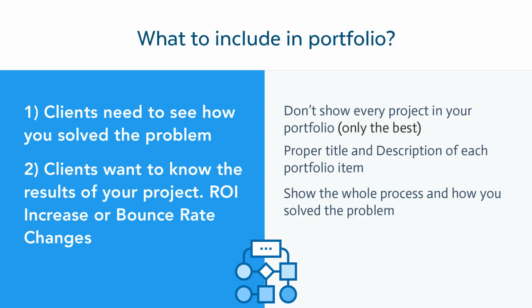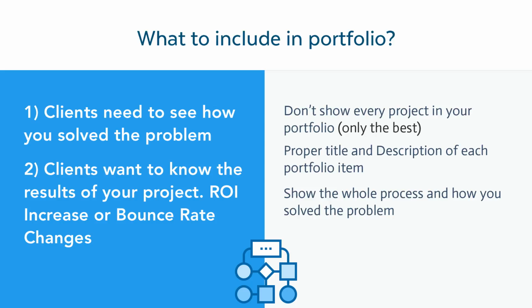Second thing is that always give a proper title and description for each portfolio item. I'm also going to show you some of the best portfolios and their images, which I have taken from some of the best portfolios. So always include a title and description of each portfolio item. Also, it's best if you can show the whole process of your coding or solving that problem, okay? Clients are mostly inclined to learn the process and the results. What were the results? When you designed this, did it increase the conversion rate? Okay, so these are the things you need to include in your portfolio.